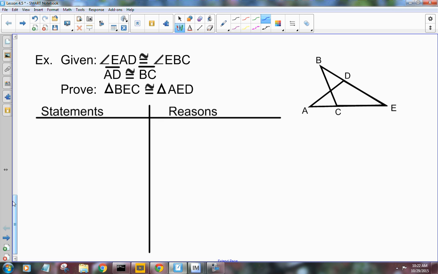All right, so in this problem here, we are trying to prove these two triangles congruent. This triangle BEC and triangle AED. Now we notice that they overlap each other. And so remember I told you the other day that it's sometimes helpful to redraw those just so you can see what's going on. So there's my blue triangle. Here is my red one.